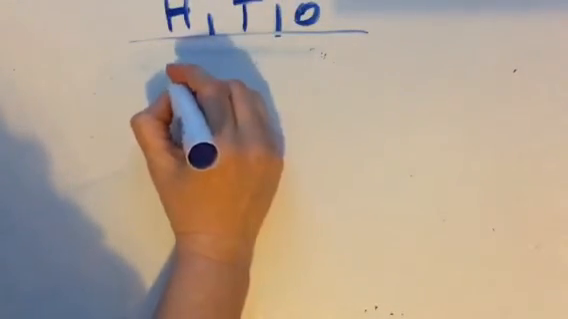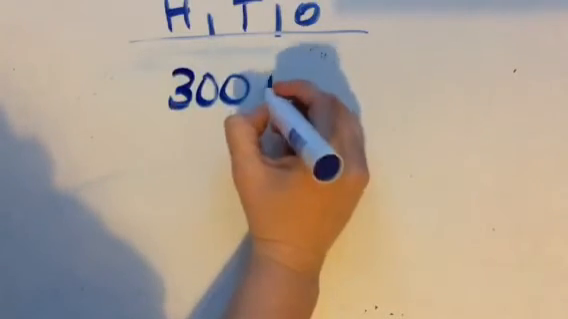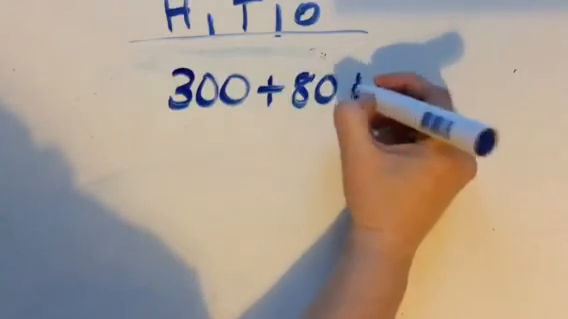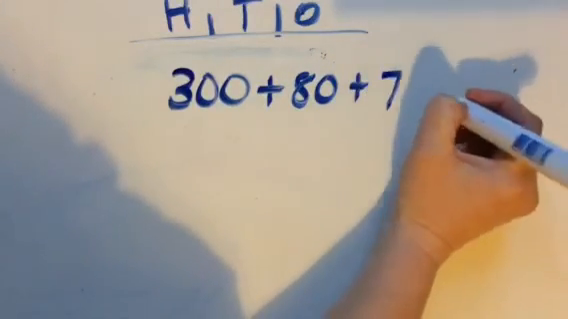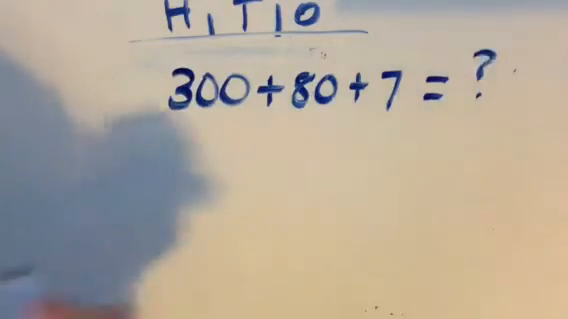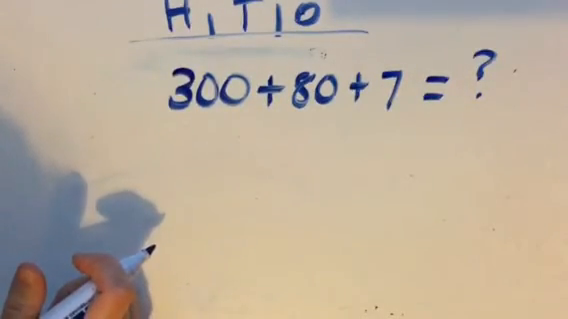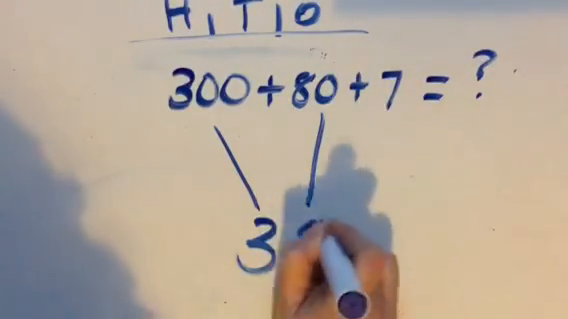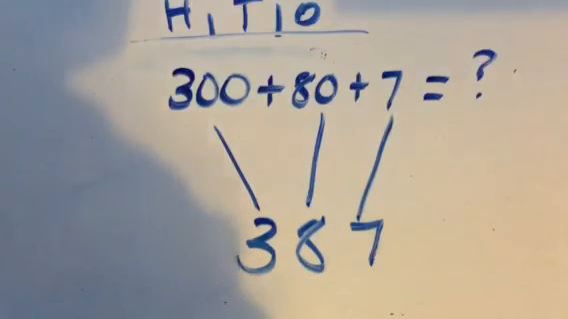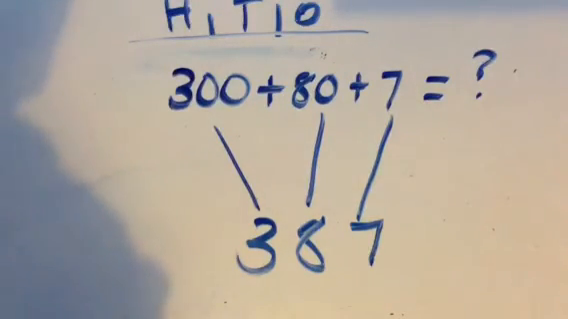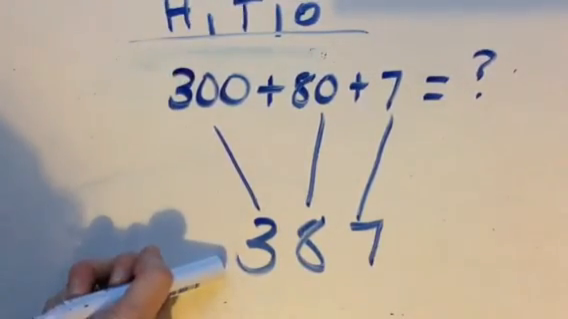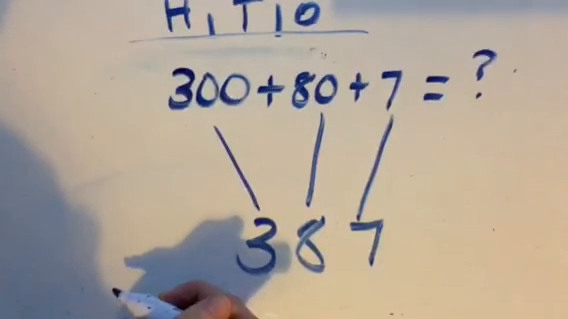You could ask them to have 300 plus 80 plus 7. What's my number? You could get them 3, 8, 7. 387. Whatever way they feel comfortable is the same strategy: your partitions here and you're recombining. Or you can do it the other way around. It's up to you. Okay.